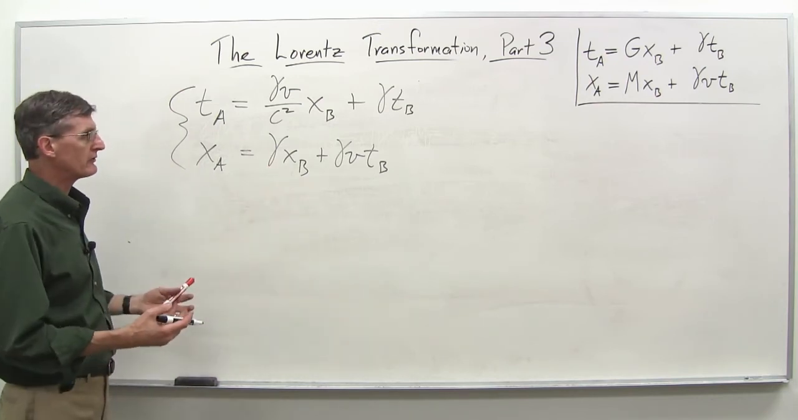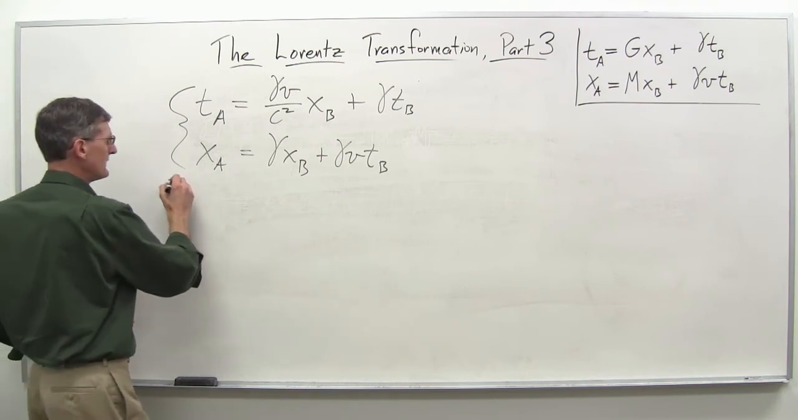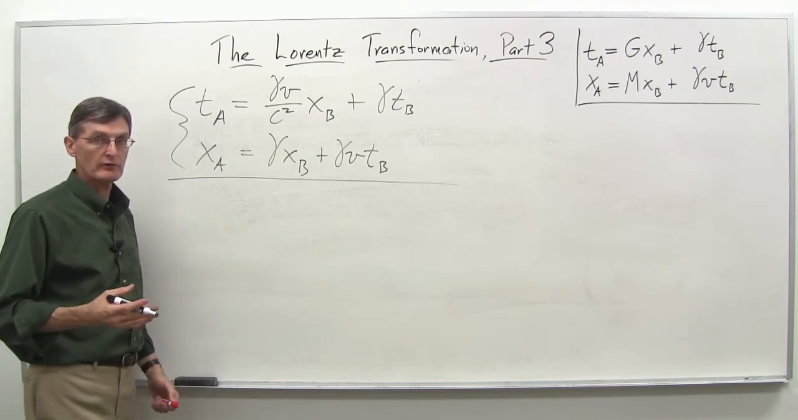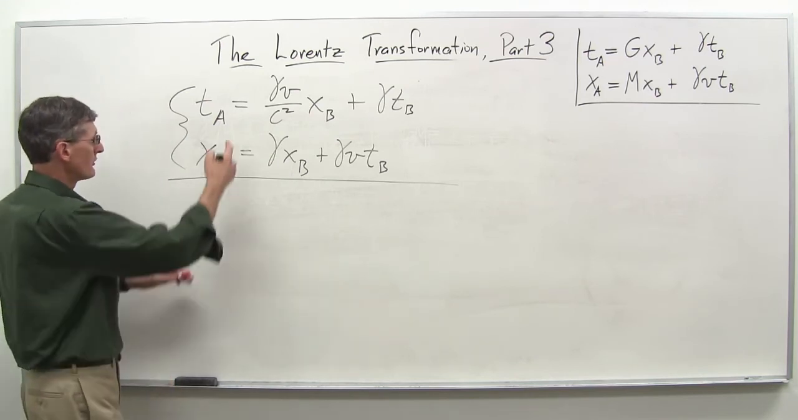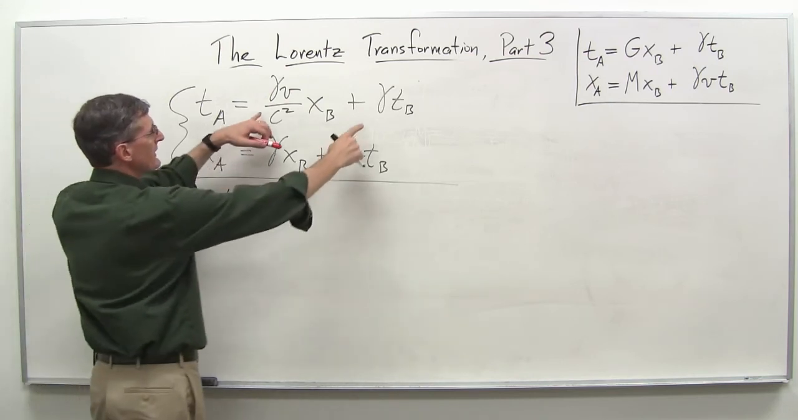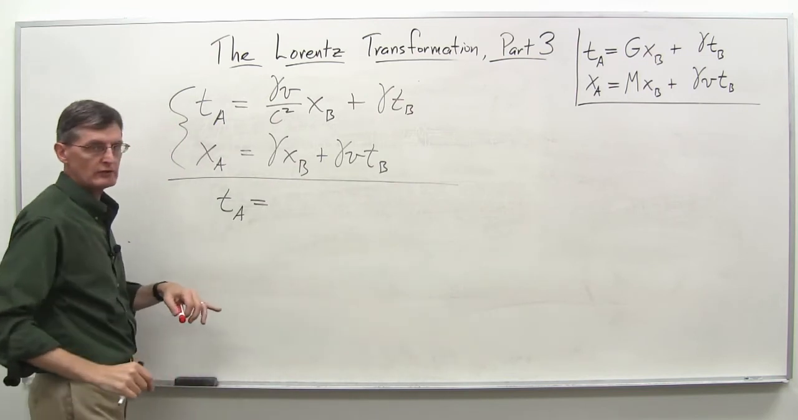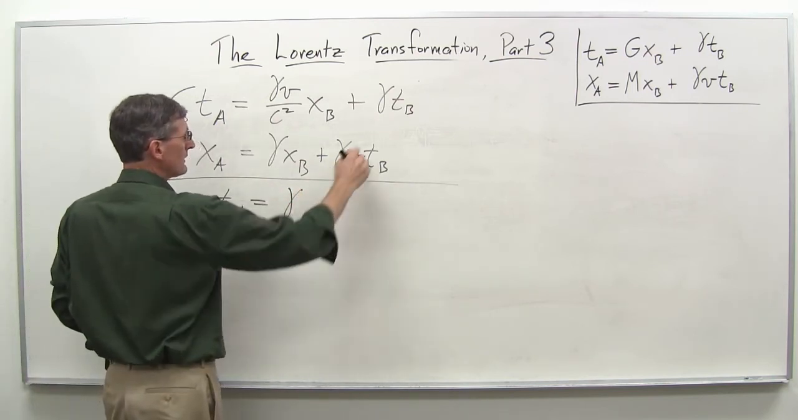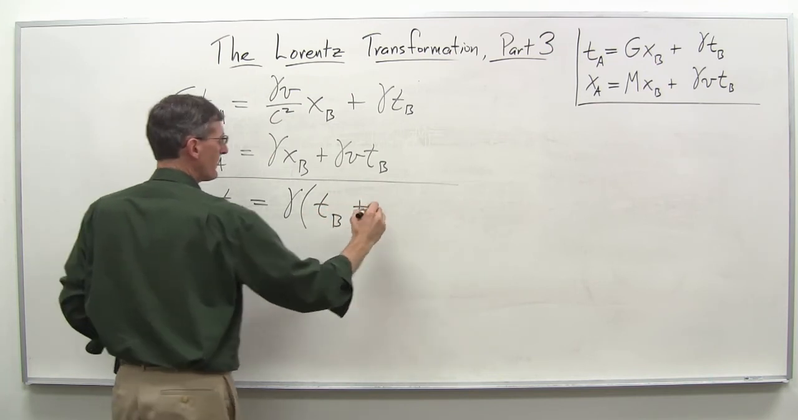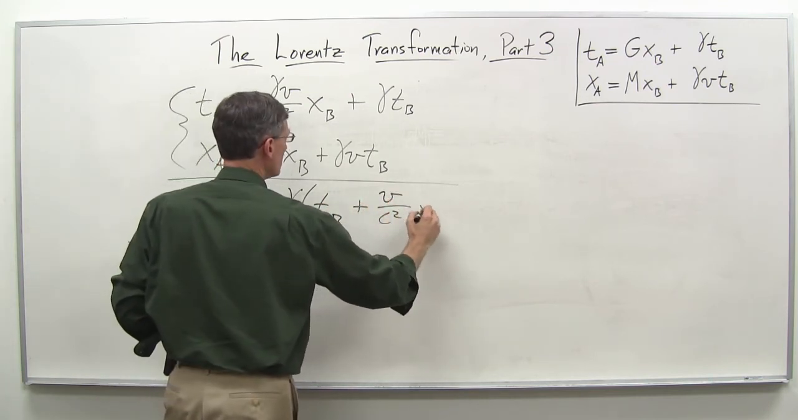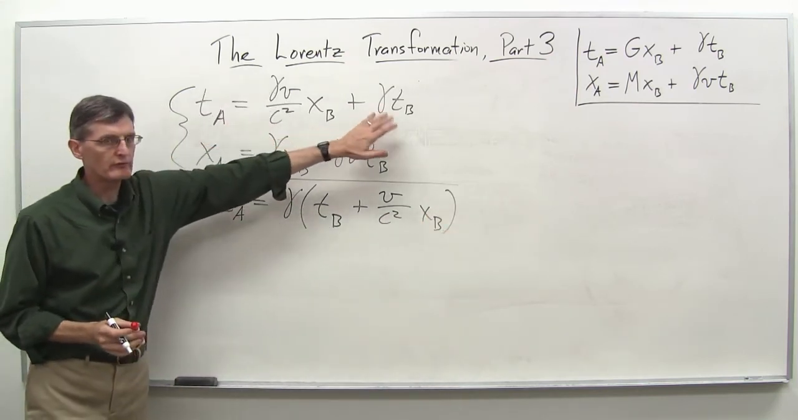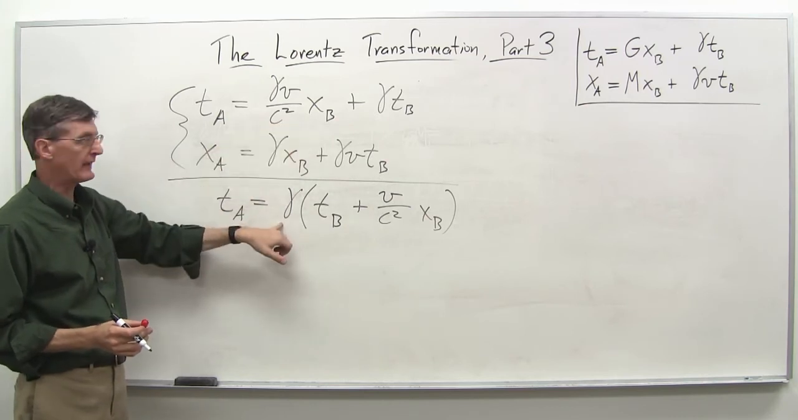We want to rewrite them in slightly different form just to make it easier to remember, and also to bring out the difference and similarities to the Galilean transformation. So I'm going to rewrite this as TA equals, note I've got a gamma in each term there. So I'm going to pull out the gamma. I'm going to put the TB term first. TB plus v over c squared XB. Okay, so I flipped the terms. I put the TB term first, and I pulled out the gamma factor.